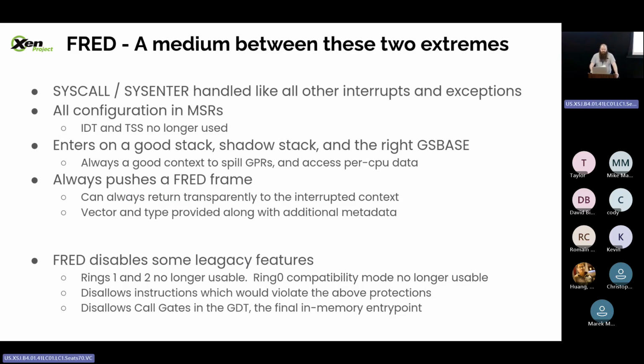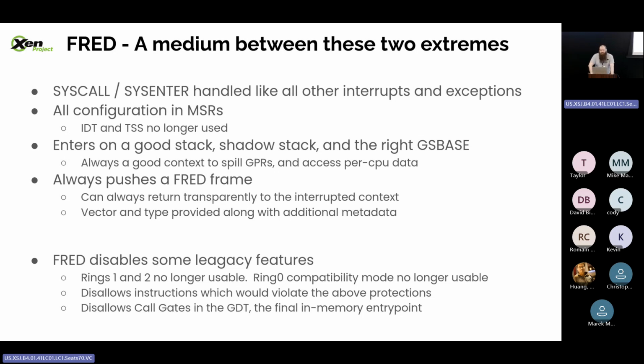First of all, it deals with system calls in exactly the same way as it deals with interrupts and exceptions. The original system calls were added as a bodge on the side because the customers were demanding more performance, but it was not architected into the original design of how x86 system calls worked. All the configuration is in model-specific registers, which as a practical consequence means that the interrupt descriptor table and task state segment are no longer used, which is great. It means we can avoid allocating them.